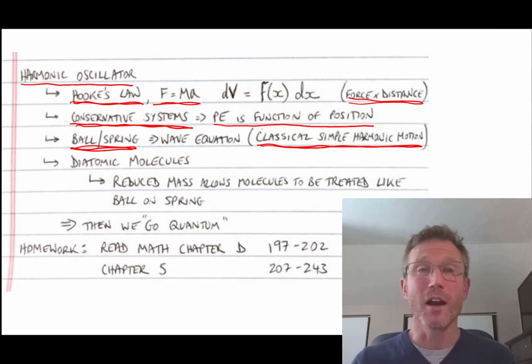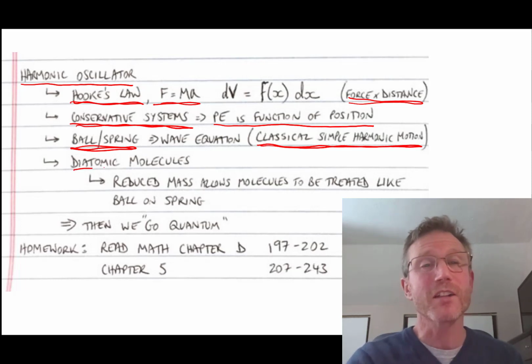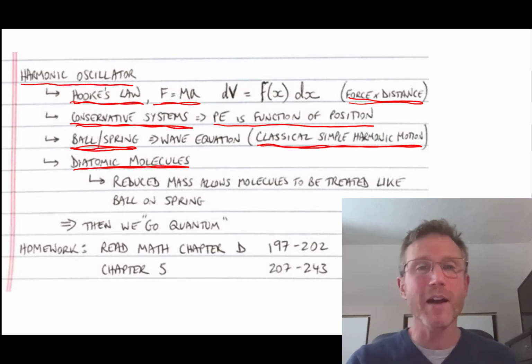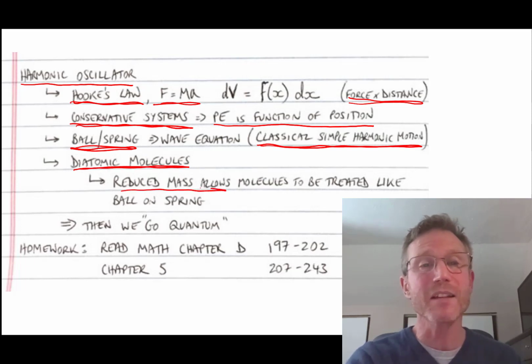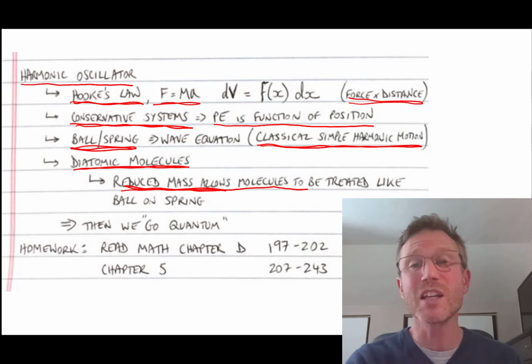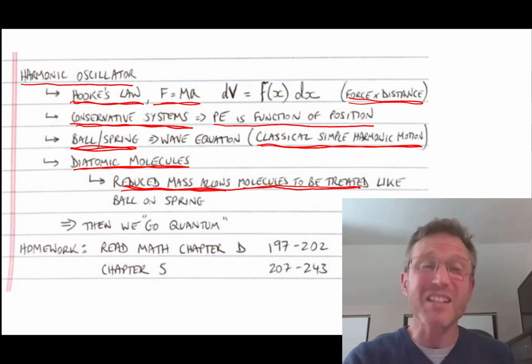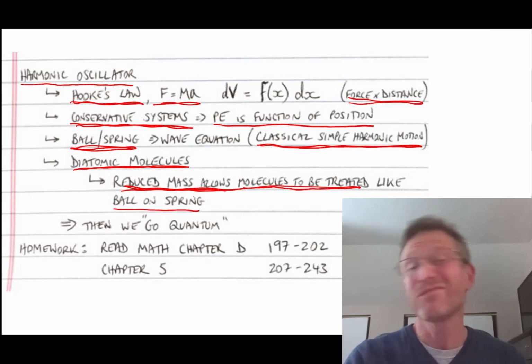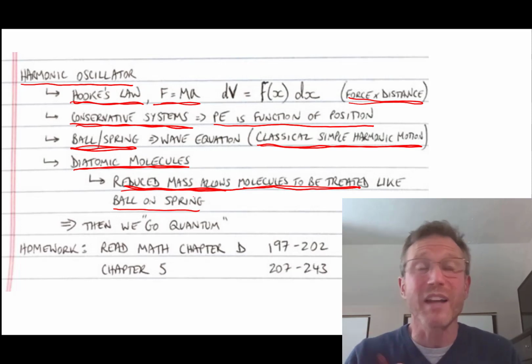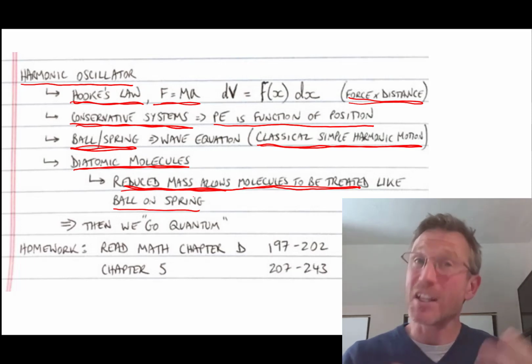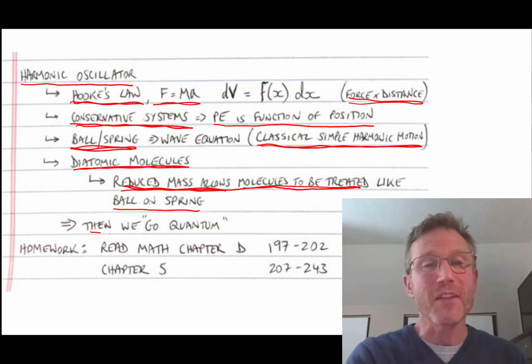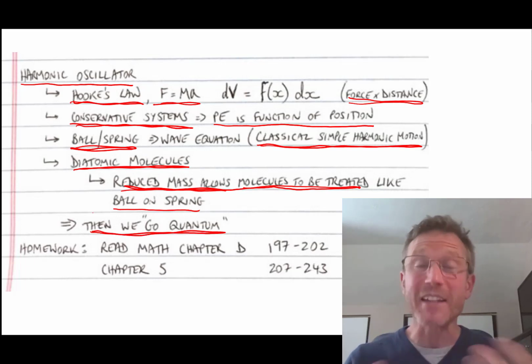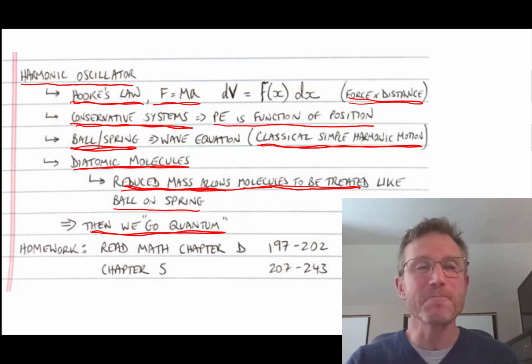We're then going to extrapolate from a ball on a spring and think about diatomic molecules. And I'll talk about how we can use something called the reduced mass that allows us to consider diatomic molecules as if it was one ball connected to a wall, a fixed surface. Once we've done that classically, that's where our rule number 2 comes in. Then we go quantum. We're going to add in our quantum mechanical operators.